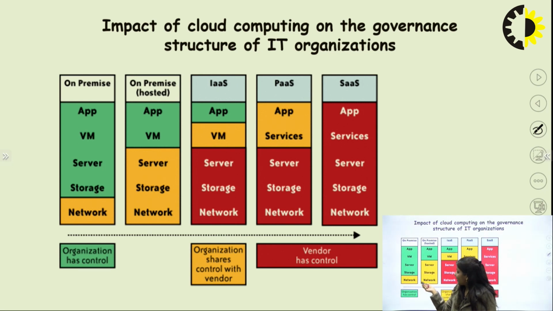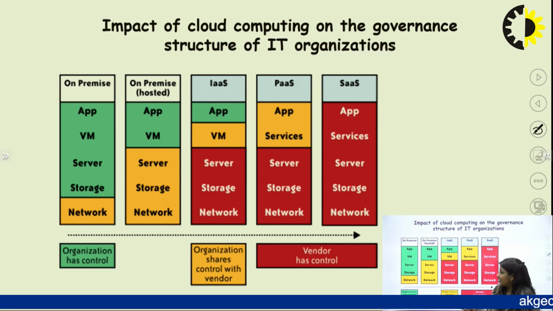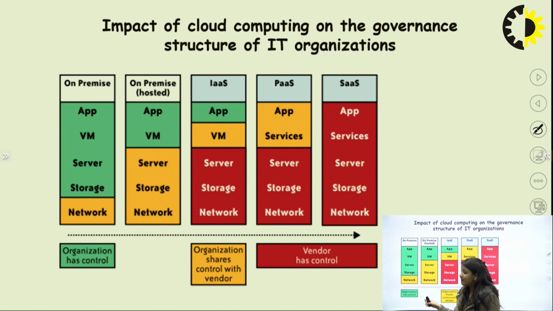And this part of the network, the yellow part, means the organization shares control with the vendor. If any cloud provider is providing their services to the enterprise, so that the enterprise can further take control of all the services, only this part is managed by the vendor, and the rest will be managed by the organization directly.